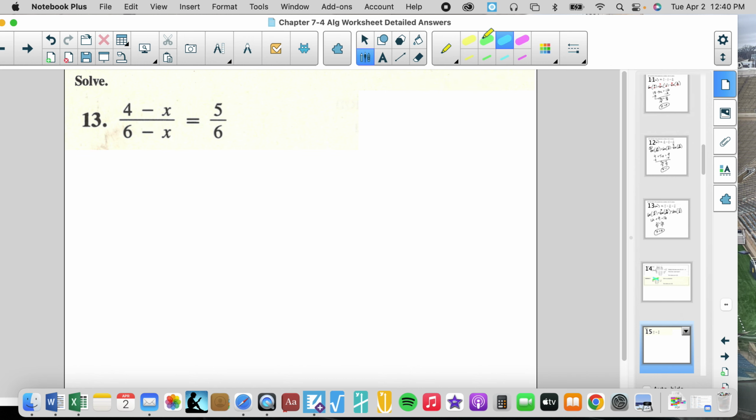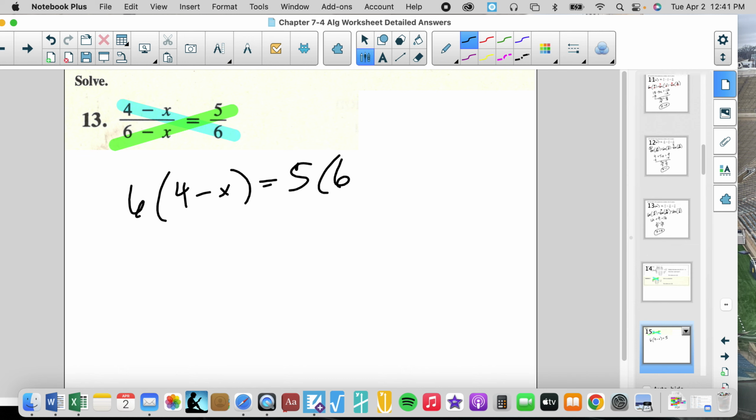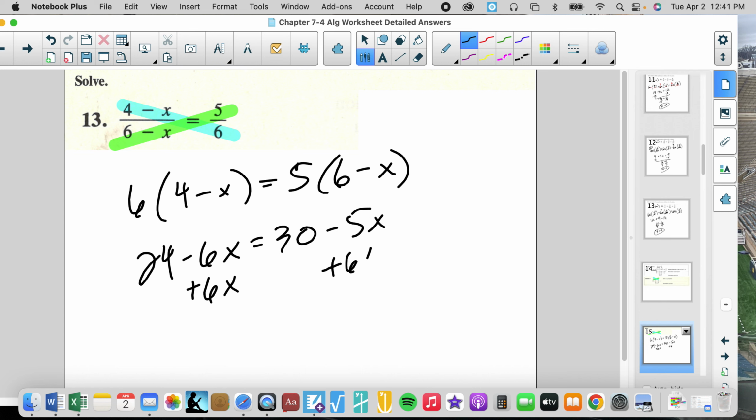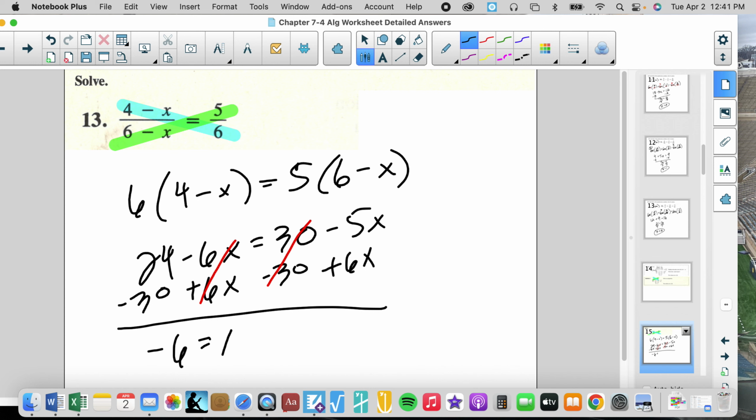Let's use cross product. I'm always going to use cross product when there are only 2 terms, meaning the left side is equal, a single term is equal to another single term. So we have 6 times 4 minus x equals 5 times the quantity 6 minus x. 24 minus 6x equals 30 minus 5x. We'll move the 6x over to get a positive variable. We'll move the constants over on the same line because we can do that. We're pretty good at this, pretty efficient. That's going to give us negative 6 equals x.